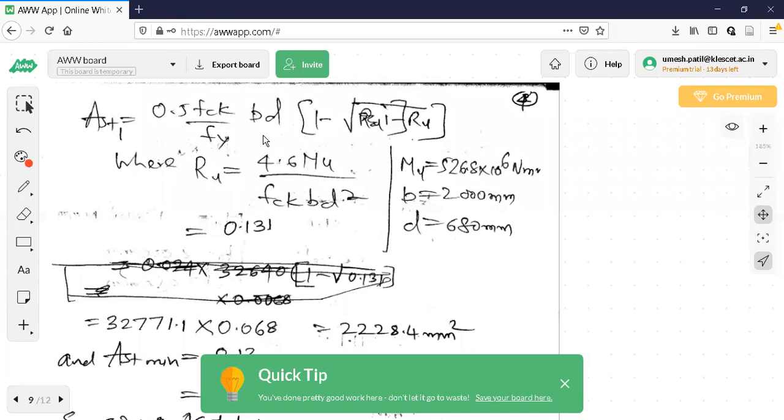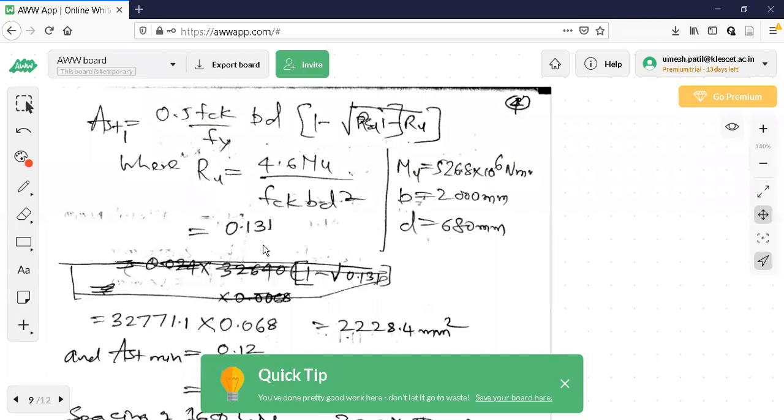You can see this. What I have done, what is important here is B and D. Observe here. B is 2000. This is very important. B is 2000 here because capital B, width of footing, is 2000. So B is equal to 2000, small d is equal to 680. I think you know where I got it. So 680 depth calculation, previous steps. So these two are important. 2680, this is factored moment. Substitute all this, you end up with RU is equal to 0.131.